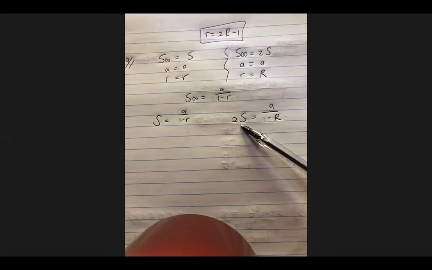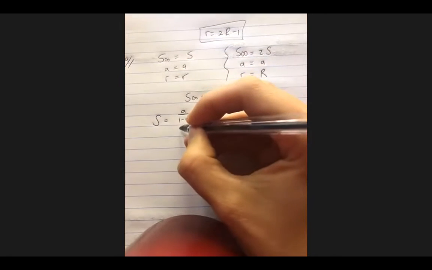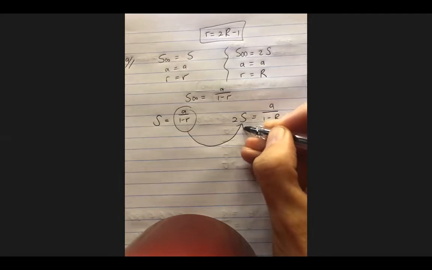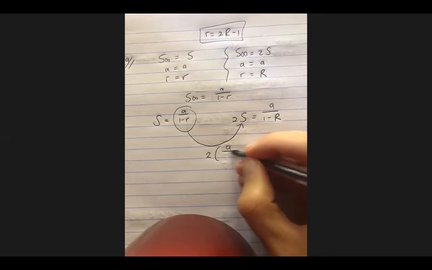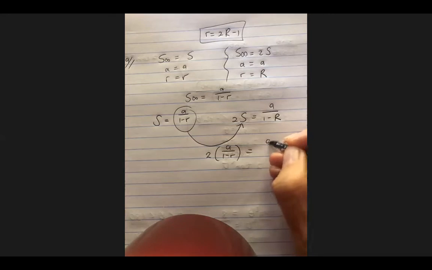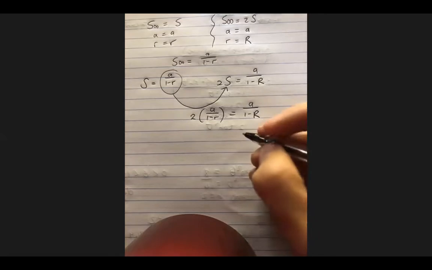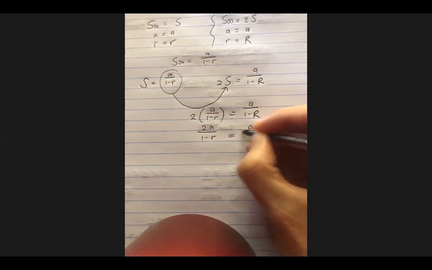So we can do simultaneous equations. I don't know if you guys remember that. This, we can sub S, or what S is equal to, into my second equation. Just remember, bracket usage is quite important. Okay, so then we've got the substitution. I'm probably sure we're getting method marks already. This can be 2a over 1 minus r, a over 1 minus R.